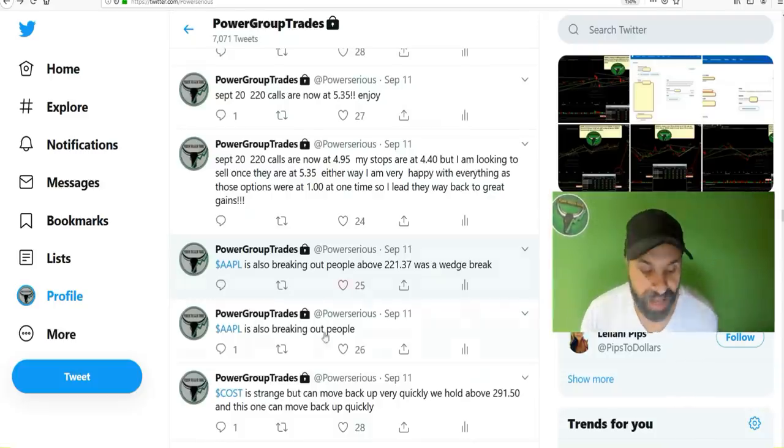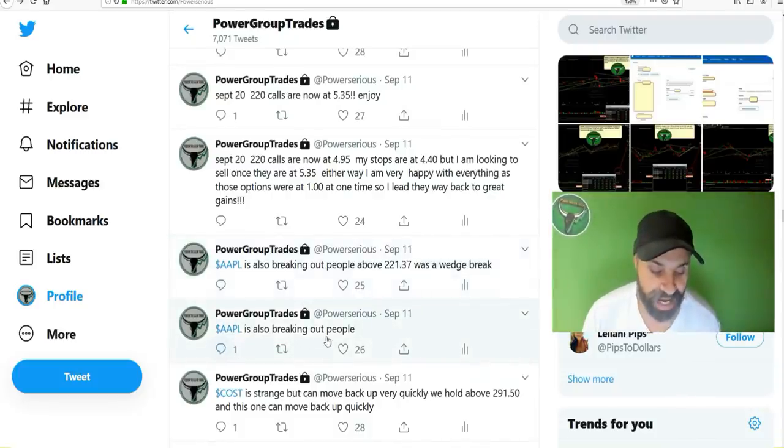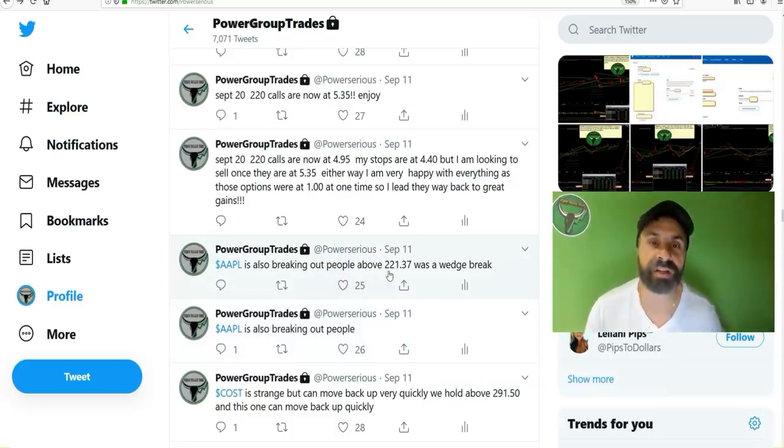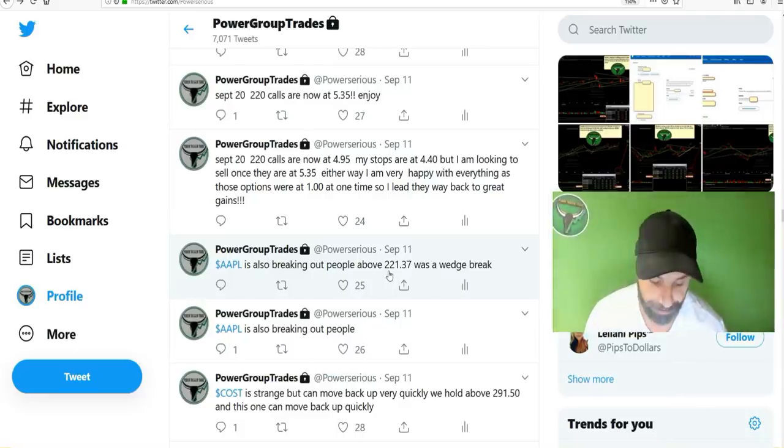So on September 11th, I made these comments. Apple is breaking out, people. Apple is also breaking out above. So I'm telling people the key break level, which happened to be 221.37. Of course, we were all in before all this because we were in confirmation from $215 per share, but we did it with the options as this was an option plan.